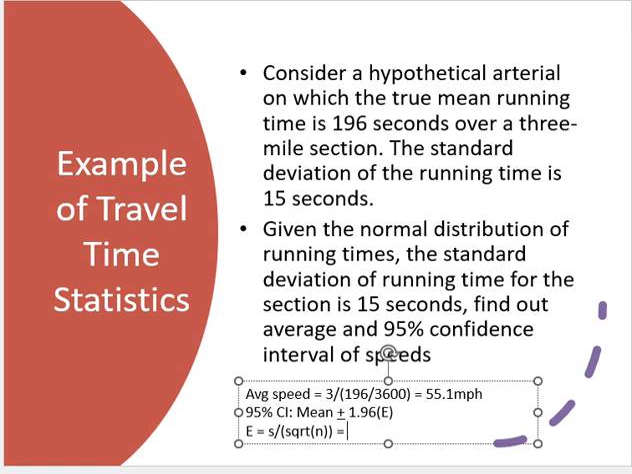So what should I do with the E then? In the case when there is no sample, E can be taken as S directly. So instead of doing 1.96 E, I will do 1.96 S. Clear? Okay, how much is the confidence interval of time here then?